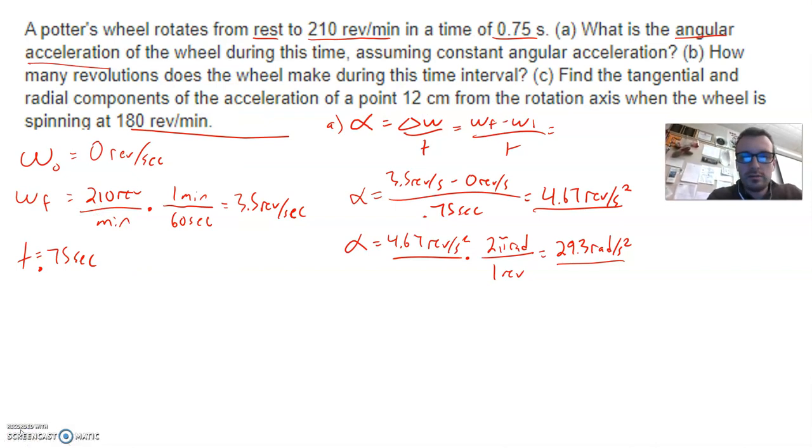So we got the angular acceleration, assuming it's constant. Part A is done. How about part B? How many revolutions does the wheel make during the time interval? Now, this is another thing. You're going to see this term, how many degrees did you sweep through, or how many revolutions did you make? We got to know what they're asking us for. This is actually asking us to solve for this delta theta.